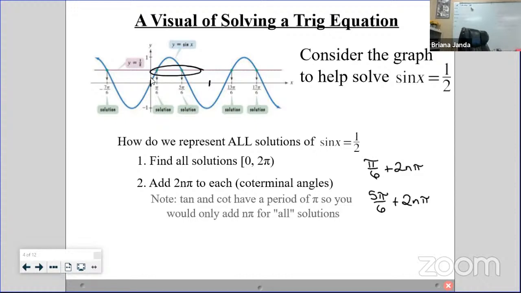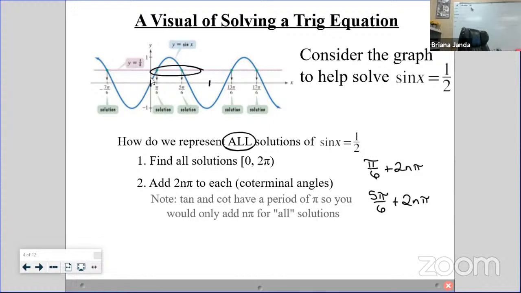Adding full circles, and the n again just represents as many full circles in the positive or negative direction that I want to go. So when they ask us to find all solutions, we still just start by finding the solutions for one circle. But then we just tack on, yes, and every full circle I were to add or subtract to that answer would also give me an answer of 1/2.